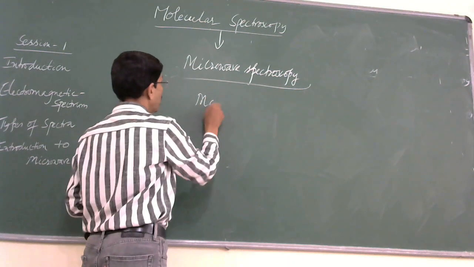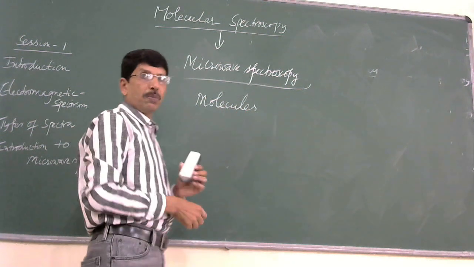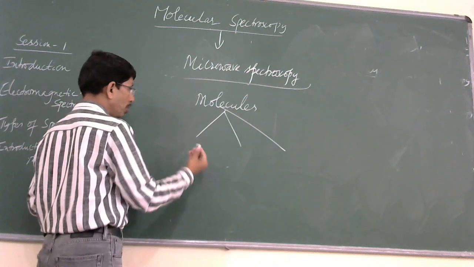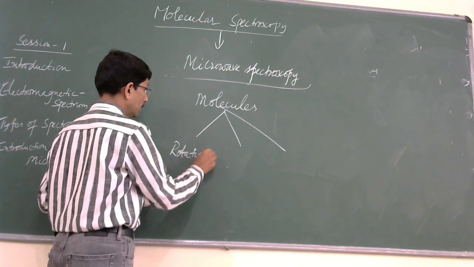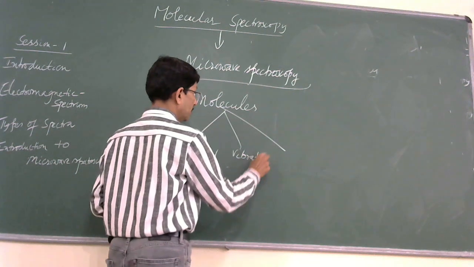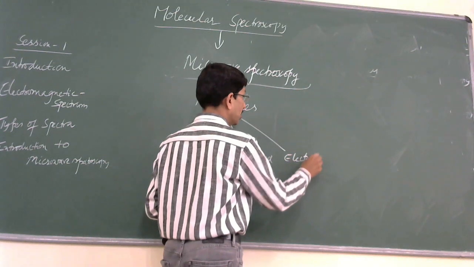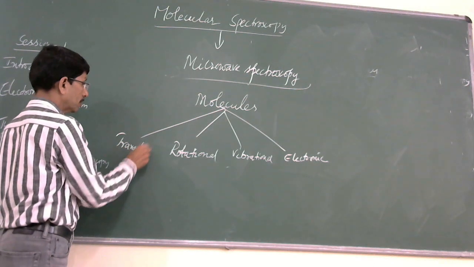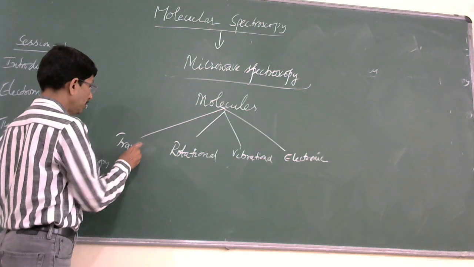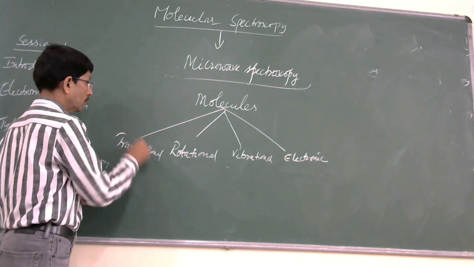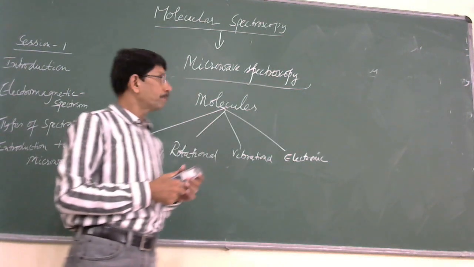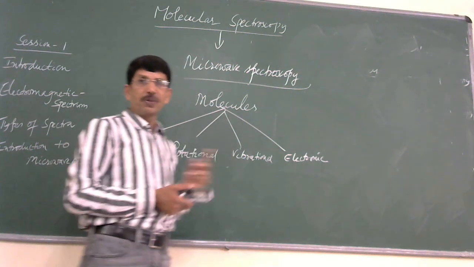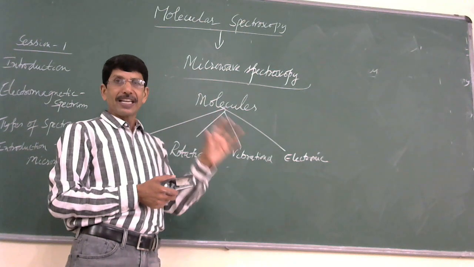Whenever we consider molecules, it could be a diatomic molecule or a polyatomic molecule. Molecules are associated with different types of motion, namely rotational motion, vibrational motion, and electronic motion or electronic transitions. We also have translational motion, but we know this translational motion does not contribute much towards the total energy of the molecule. So only the other motions of the molecule contribute to the total energy.